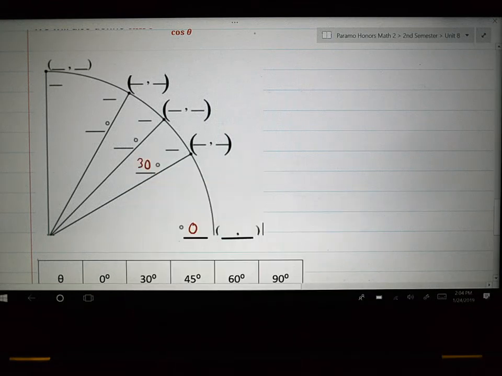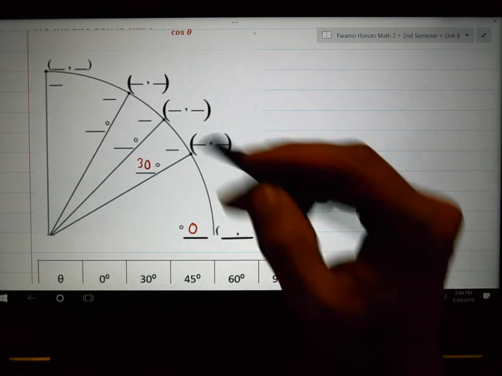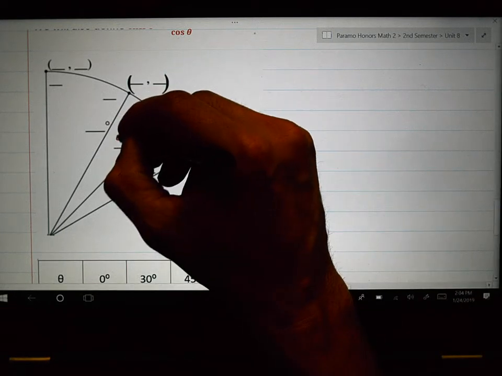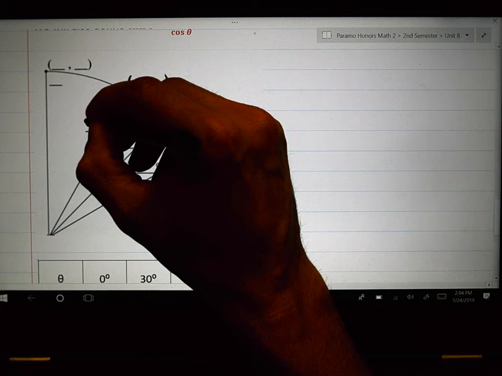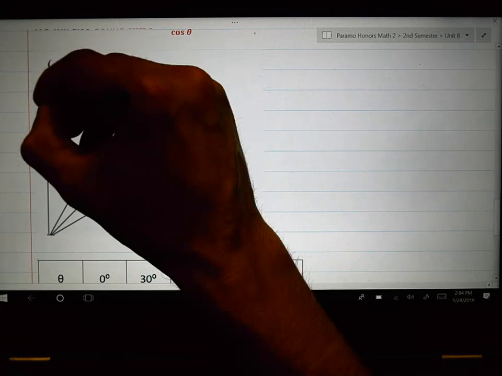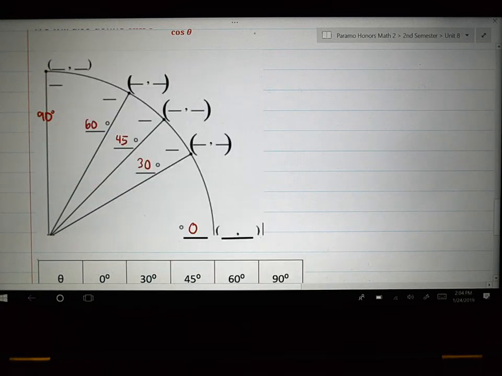I am not going to use 15. I'm not going to use 5. I'm not going to use 10. I'm not going to use anything else. I'm going to 30 for a very specific reason. I'll explain in a second. Then I go to 45 for a specific reason. I go to 60. And then over here, I go to 90 degrees as well. These 5 angles are the only angles we're going to use.